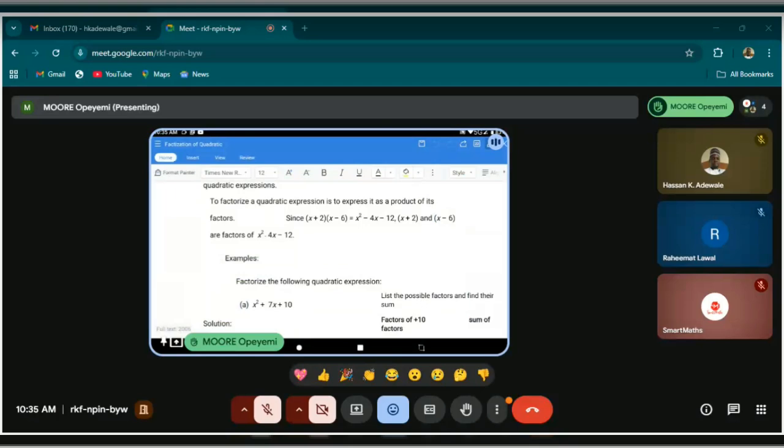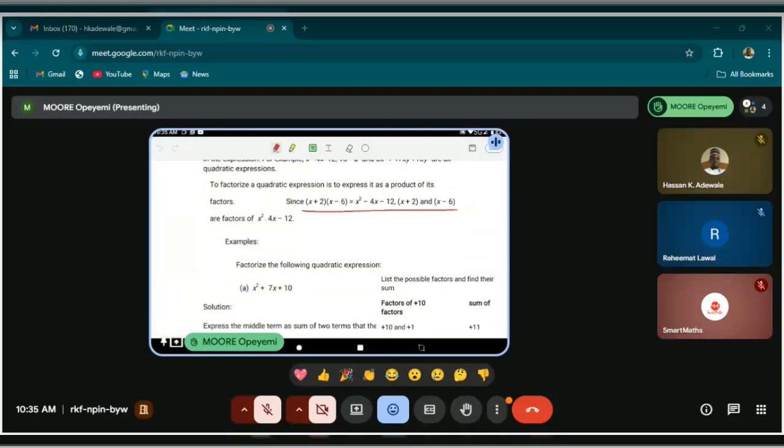So now look at this one, for example. It's a quadratic expression. Now when they simplify, look at how it becomes this, and then later on it is like this. So now let's see this example. Factorize the following quadratic expression. This is the first one. Are you with me? Yes, sir.